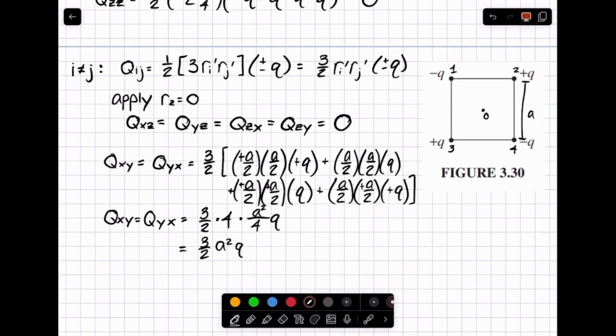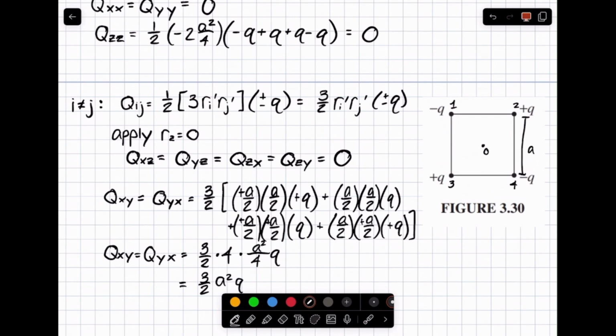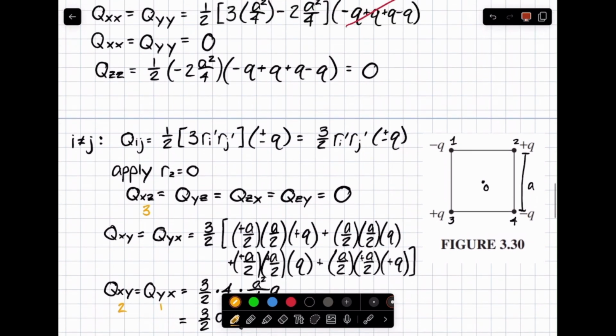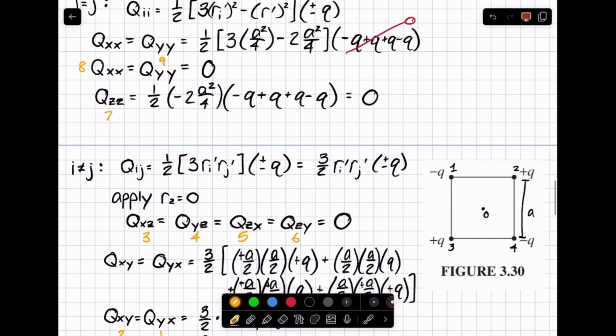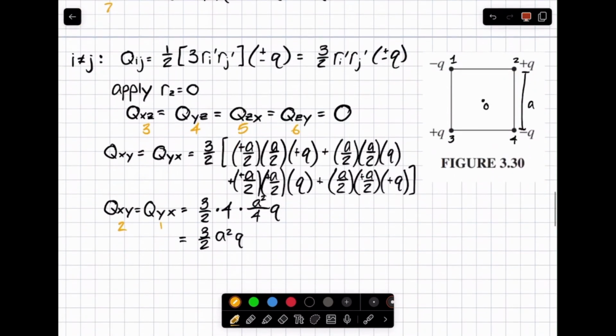And that is all 9 components. You can count them up. We got 1, 2, 3, 4, 5, 6, 7, 8, 9. Here it is. And that is all 9 of our terms. Most of them are 0. Actually, all of them are 0 except for q_xy and q_yx.